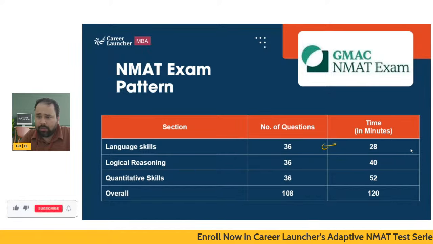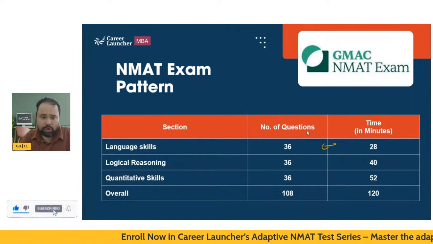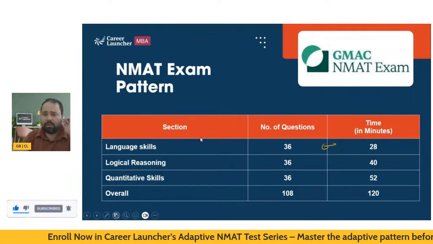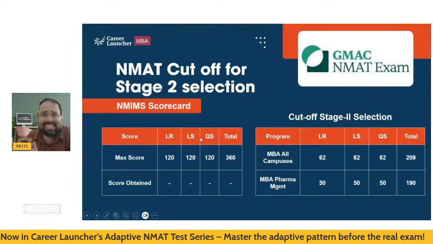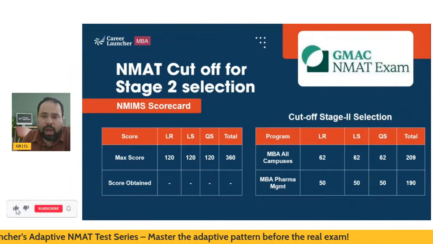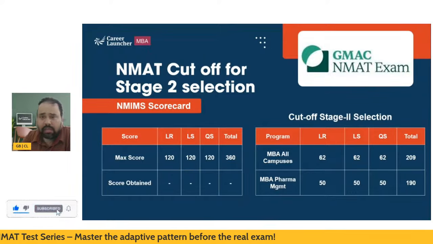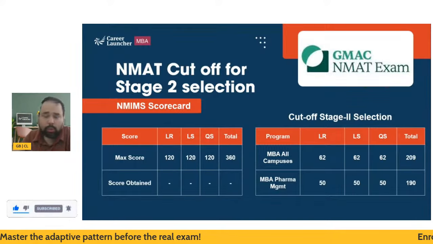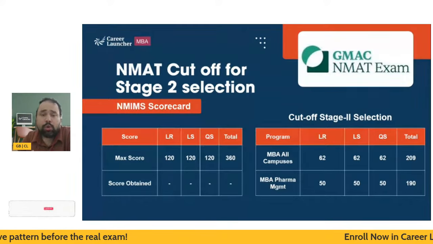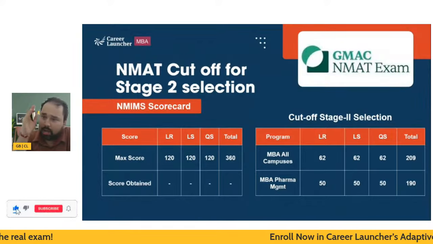Okay, let me go back to where I was. Yeah. Now, this is the important part. Something new happened last year. Till before last year, say till 2023, what they used to do was the Nmat exam होता था. Nmat exam का cutoff आता था.